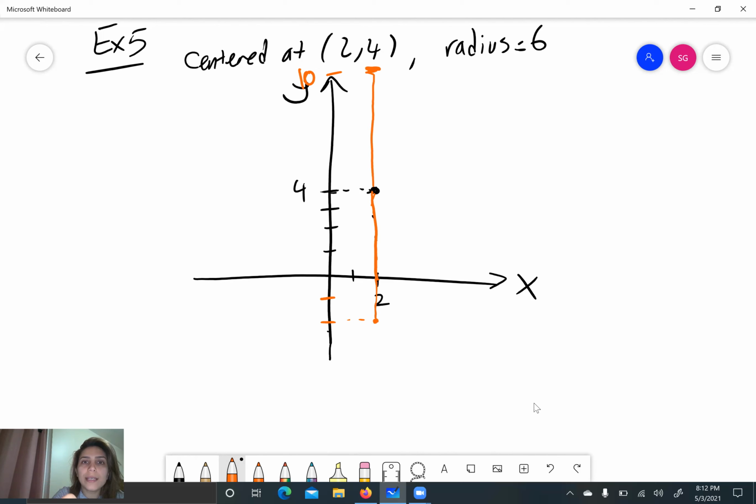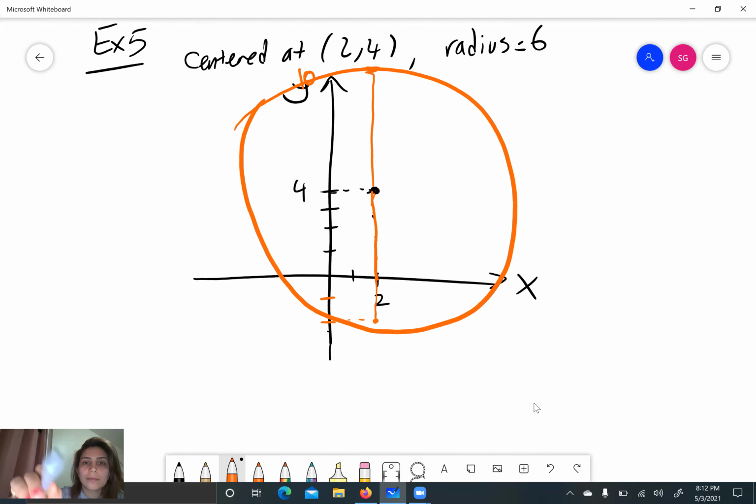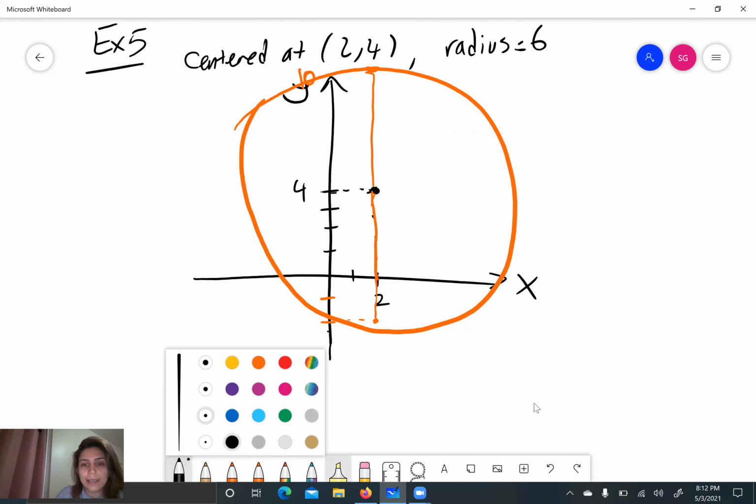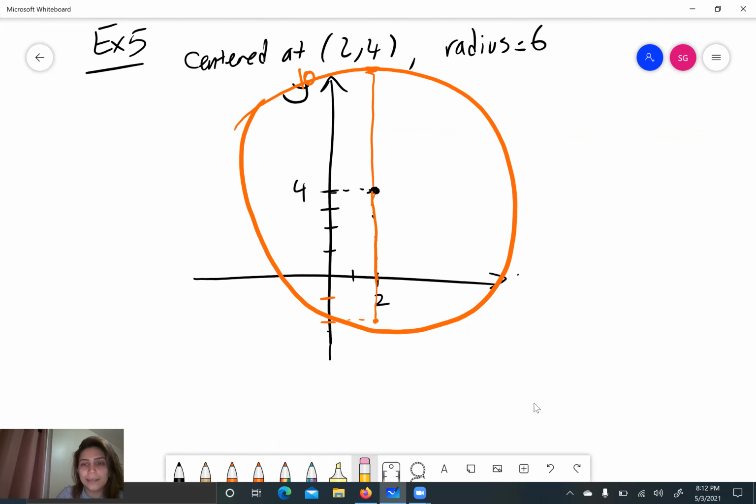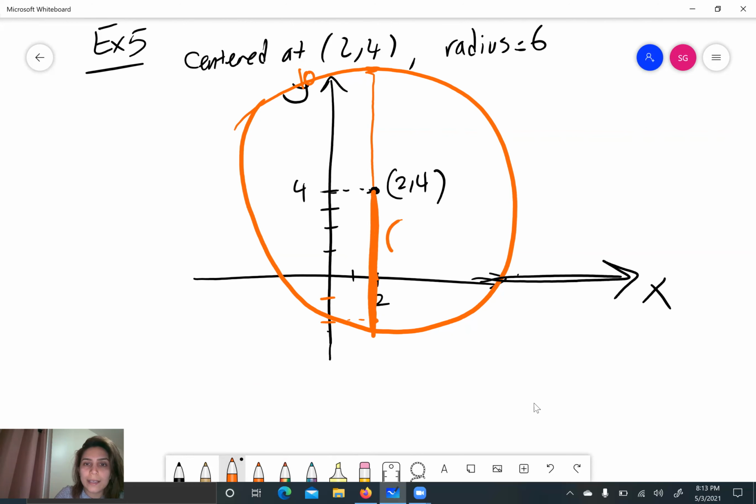Okay, so roughly we should have a picture like this. I know my graph doesn't look good, but that's the best I can do here. So you have a circle with center at 2 and 4, radius 6. Suppose this is the radius, R is 6.